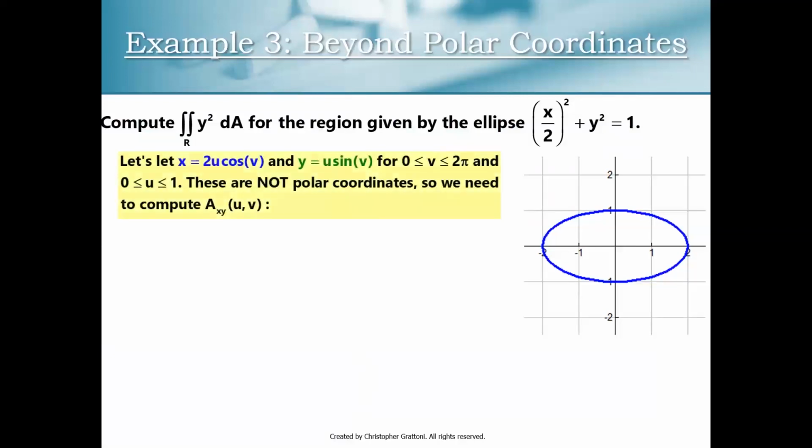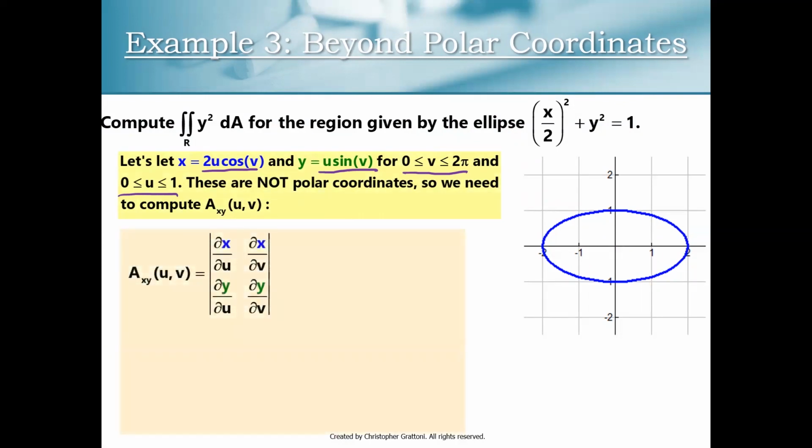All right, so I know how to parameterize that ellipse. I have x equals 2u cosine v and y equals u sine v, where I'm going to let v vary from 0 to 2 pi, and u is going to vary from 0 to 1. That'll fill in my ellipse, which is the region that I want to integrate over. All right, so I don't have polar coordinates, so I can't just use the Jacobian determinant from polar. I can't just use the area conversion factor from polar. I actually got to compute this. So here is the formula as a 2 by 2 determinant.